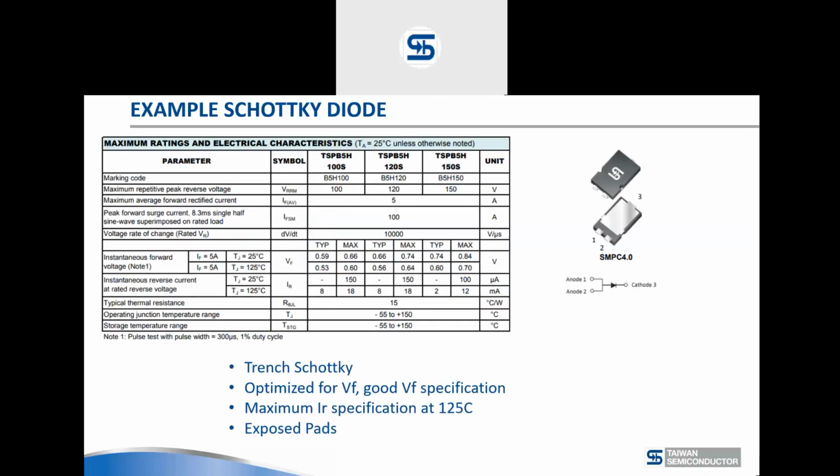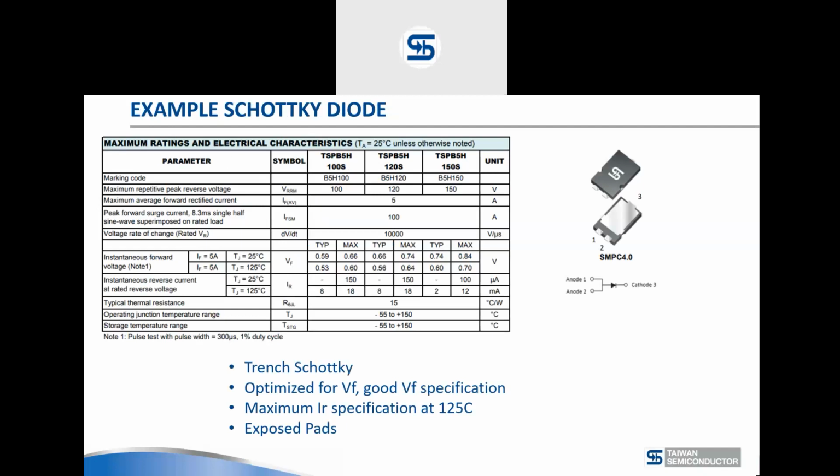Next, before the thermal runaway explanation, we're going to look a little bit into detail into Schottky data sheets. So I took here a new diode which we made in this exposed package, this SMPC 4.0, sometimes also known as a TO277, and we made new diodes with 100, 120, and 150 volt breakdown voltage. We're going to look into detail at the 150 volt breakdown voltage part.